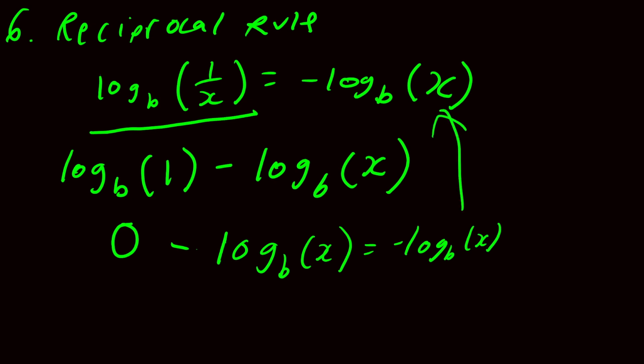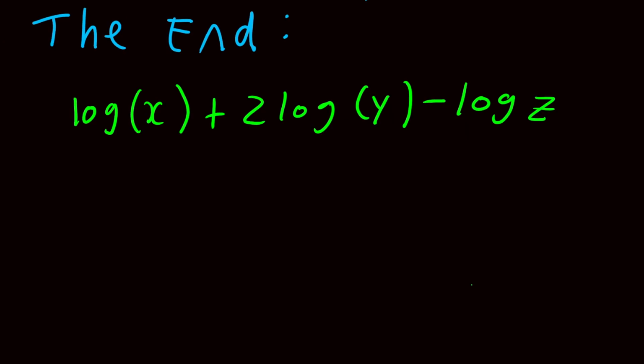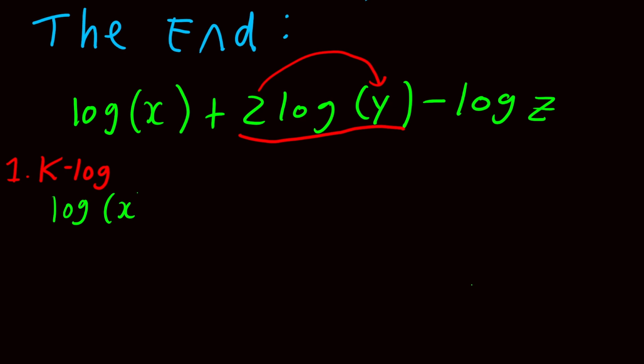Now, let's put this all together. If I have log of x plus 2 log of y minus log of z, how do I do this? Our first move, we're going to use k-log. K-log, I can move this k back over here. So what's that going to give me? I'm going to get log of x plus log of y squared minus log of z.